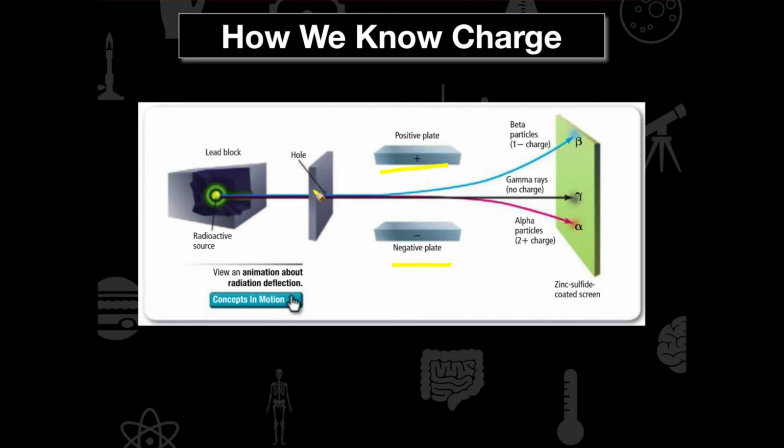Now, we figured out the charge of the beta particles because they were attracted to the positive plate.